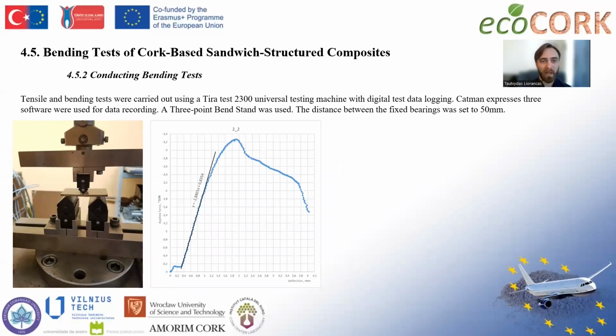Tensile and bending tests were carried out using a Tira Test 23000 universal testing machine with digital test data logging. Catman Express 3 software was used for the data recording. A 3-point bend stand was used. The distance between the fixed bearings was set to 50 millimeters. So on the picture on the left, you see our stand setup that was used for the bending tests.